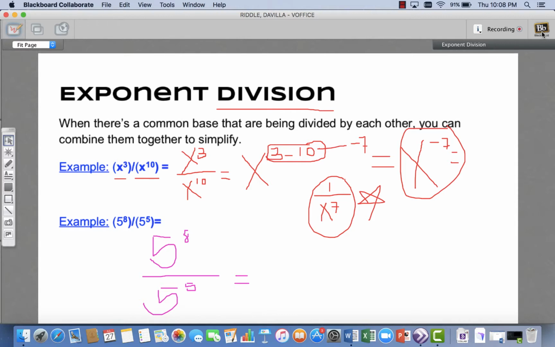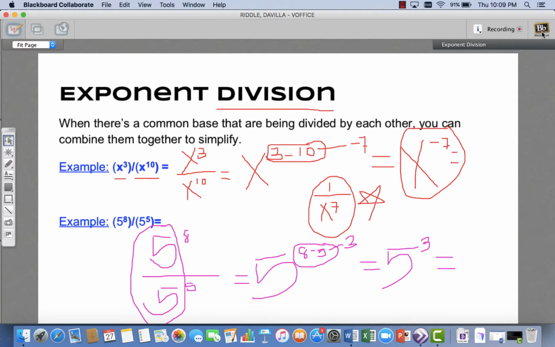Now, the tricky thing about this is that we're not going to do 5 divided by 5. Instead, we're going to keep the base the same, so it's still going to be 5. It's going to be 8 minus 5. And when we do 8 minus 5, we get 3. So now we have 5 to the 3rd power, which can be further simplified when you do 5 times 5 times 5 to get 125. And both of these answers are correct.